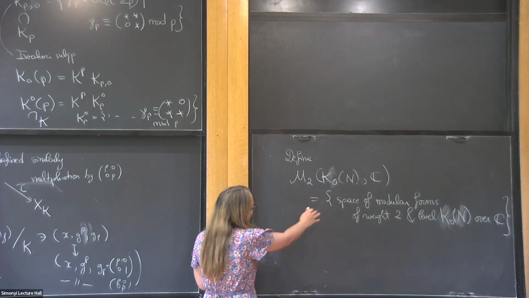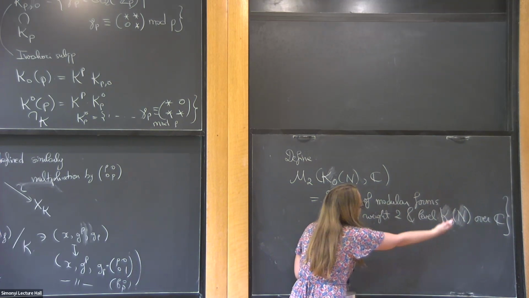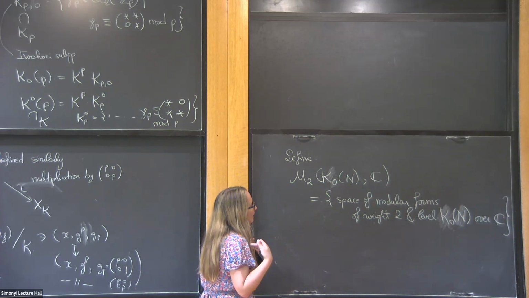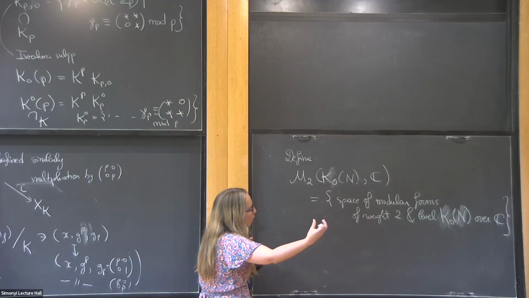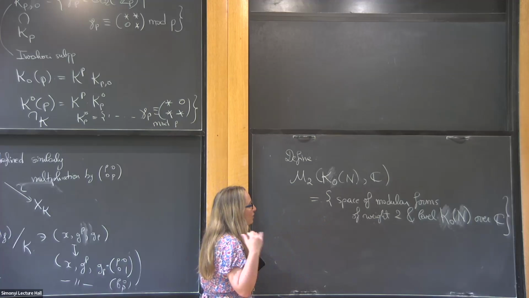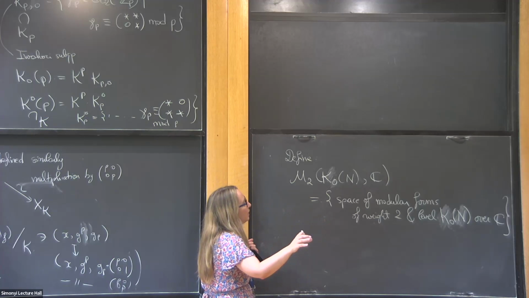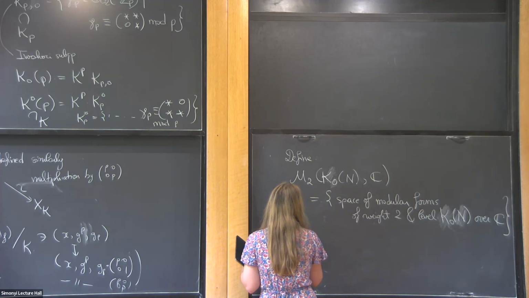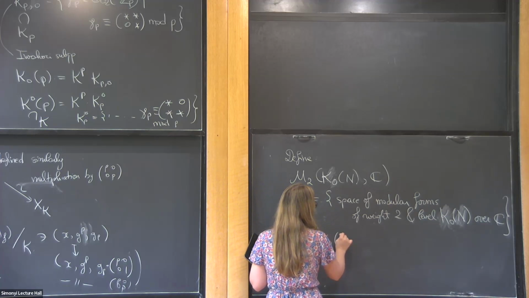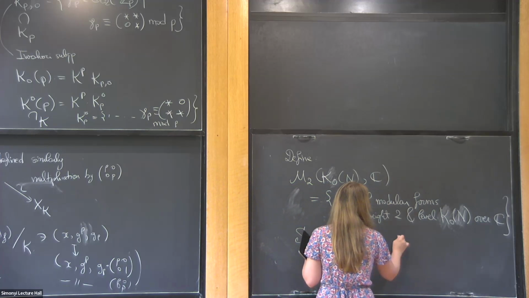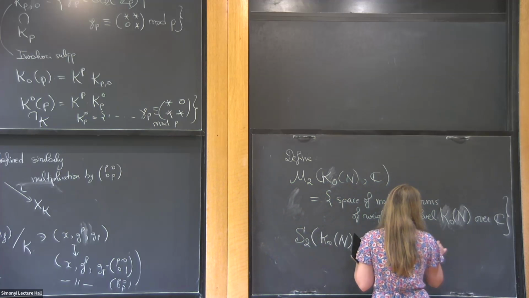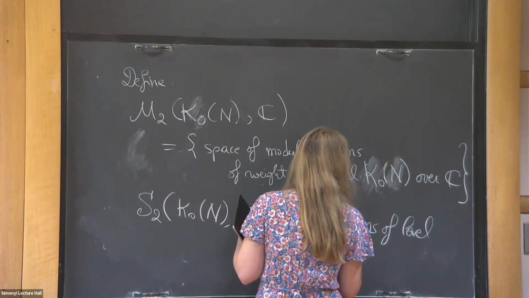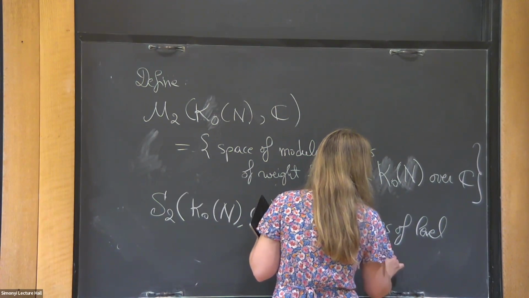And the point is that you have functions that live in some sense at this level K naught of n. And because these modular curves are non-compact, there's a condition that you have to be bounded as you go towards the cusps. So inside here, there is the space S2, K naught n, C, which is the same thing, but cusp forms, of level K naught n, weight 2 over C.